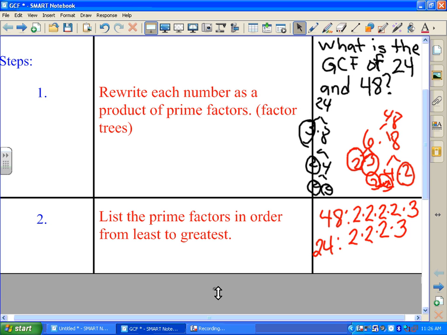Now, in your discussion, you guys, we spent a little bit of time talking about whether the greatest common factor, the answer, should be bigger or smaller than the numbers we're working with. And you came up with the conclusion that the greatest common factor should either be smaller than both numbers, or it could be the same as the smaller number, correct? So we'll talk about that in just a minute.